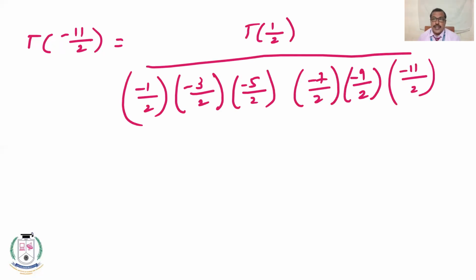Same way, what will be the value for gamma of minus 11 by 2? Numerator gamma of 1 by 2. Denominator will be minus 1 by 2, minus 3 by 2, minus 5 by 2, minus 7 by 2, minus 9 by 2, finally minus 11 by 2. So this is how we calculate it.